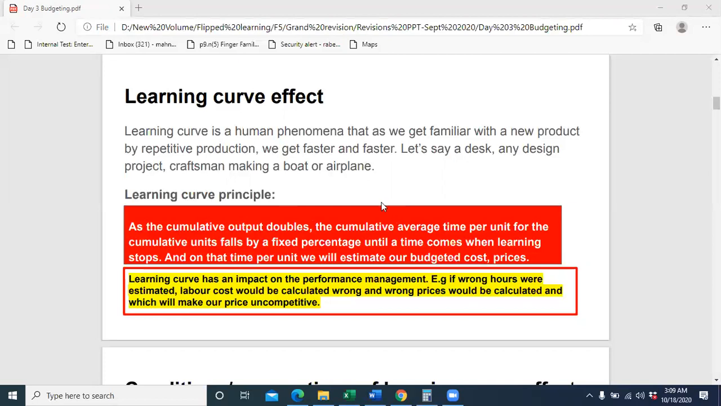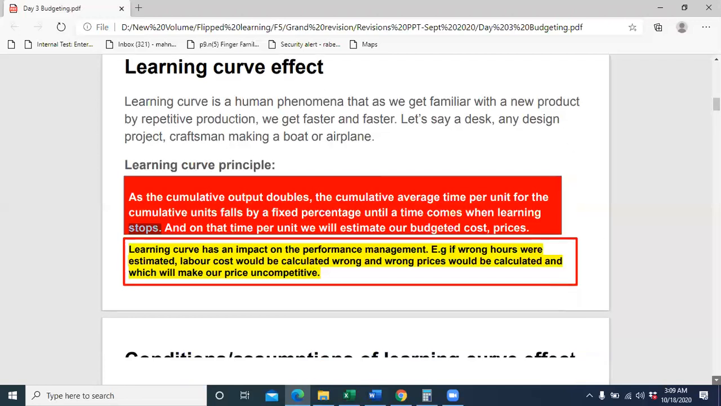Only when the output doubles, he felt that the cumulative average time per unit falls by a fixed percentage, until a time comes when learning actually stops, and the per unit time remains constant. For example, after making 100 desks, the time taken per desk is only 5 hours. So for all the desks after 1,000, it will only take 5 hours per unit, and it won't come down to 0.